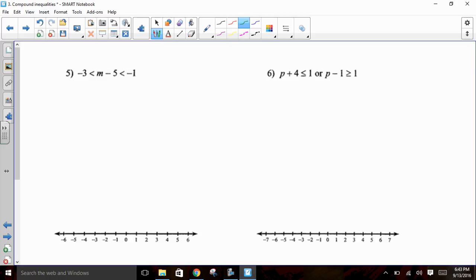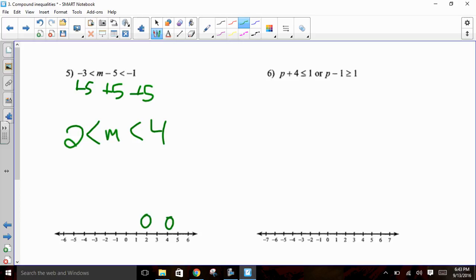So I'm going to take a look at my middle. I have m minus 5, so I want to get that away from itself. I'm going to add 5. Whatever I do to one side, I do to all 3 sides. Negative 3 plus 5 gives me positive 2. I didn't divide or multiply by a negative number, so I can keep my signs. Negative 1 plus 5 is 4. So I have an open circle over 2. I have an open circle over 4. And I shade in the middle.